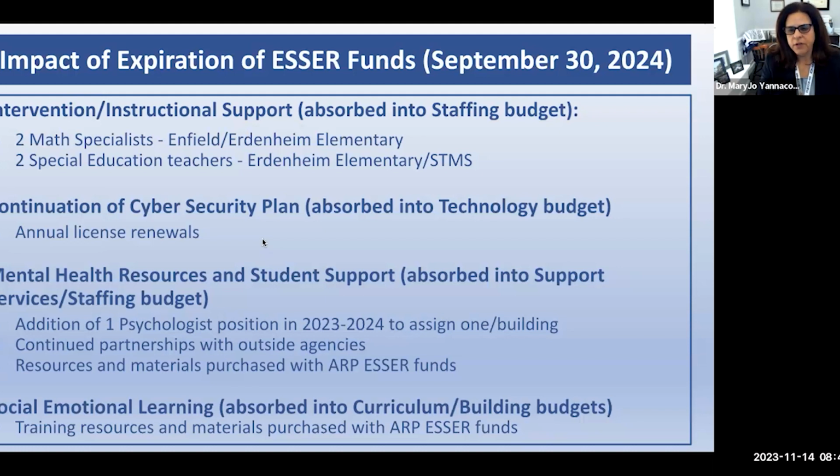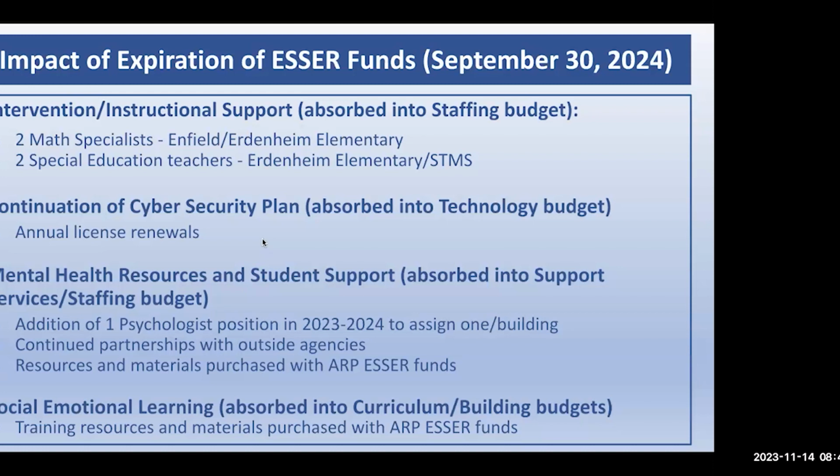We also, several years ago, you may recall, started a 5-year cybersecurity plan after we had seen some pretty significant impacts to districts across the country with regard to security breaches. So we have absorbed into the technology budget planning for next year the annual license renewals for some of the different systems that we've added into place to be able to, to our best ability, ensure that we are not hacked in the way that some other districts, both in the state and across the country, have been hacked.